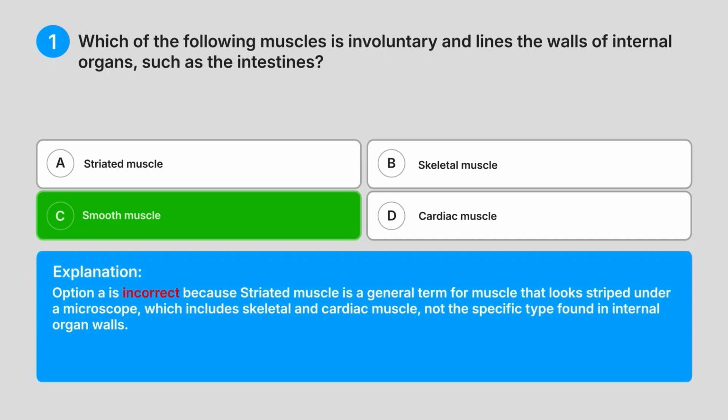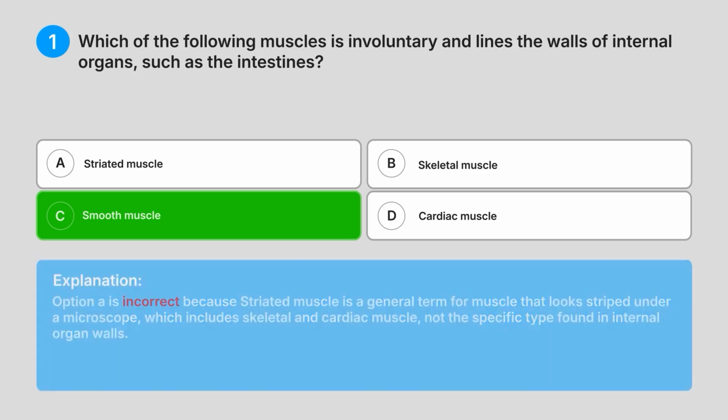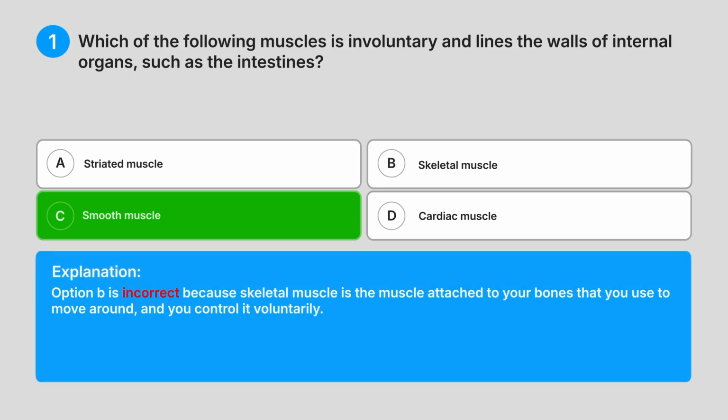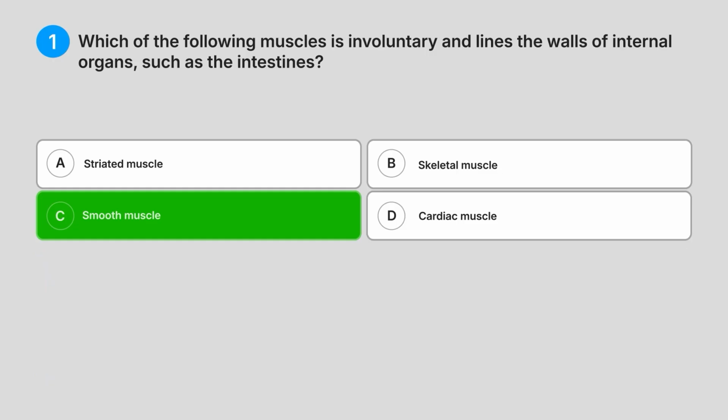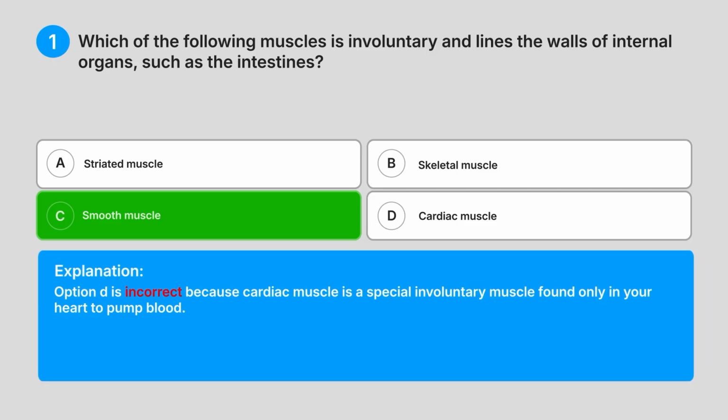Option A is incorrect because striated muscle is a general term for muscle that looks striped under a microscope, which includes skeletal and cardiac muscle, not the specific type found in internal organ walls. Option B is incorrect because skeletal muscle is the muscle attached to your bones that you use to move around, and you control it voluntarily. Option D is incorrect because cardiac muscle is a special involuntary muscle found only in your heart to pump blood.